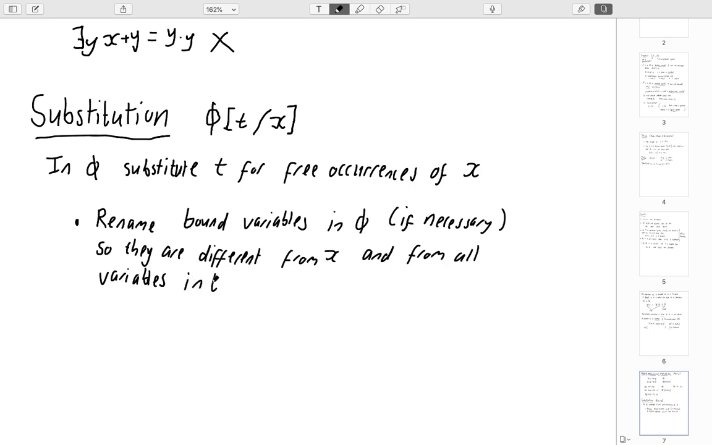And once we've done that, then once you've done that, you can simply replace all free occurrences of x in phi with the term t. So replace all free occurrences of x in phi, by which I mean the renamed phi.